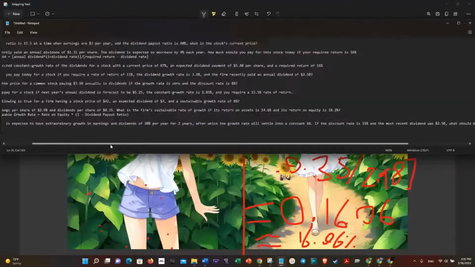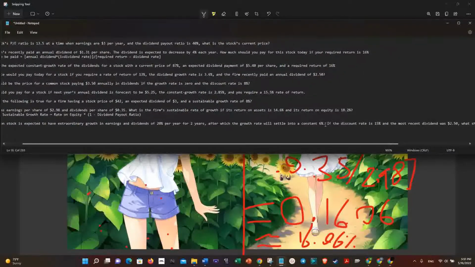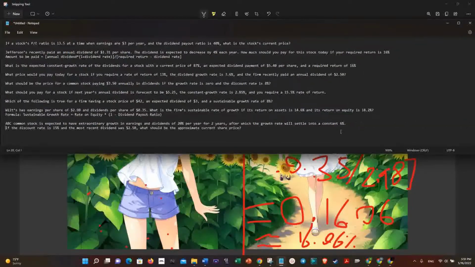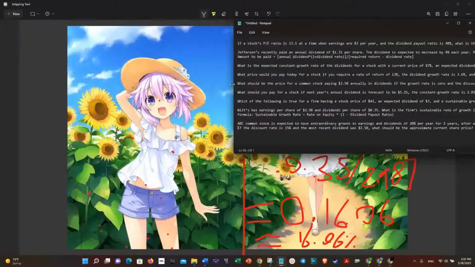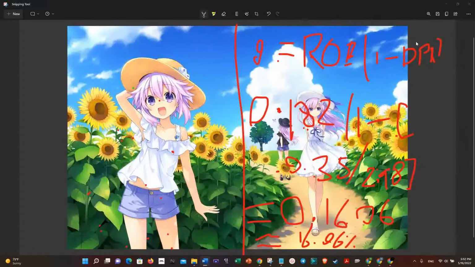If I remember correctly. ABC common stock is expected to have an extraordinary growth in earnings and dividends of 20% per year for 2 years, after which the growth rate will settle into a constant 6%. If the discount rate is 15% and the most recent dividend was $2.50, what should be the approximate current share price? I know, really long. But let's start the work.